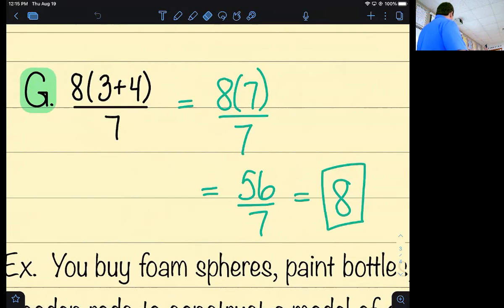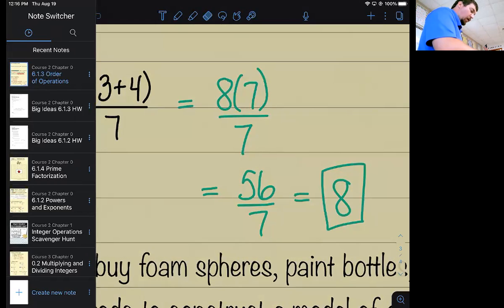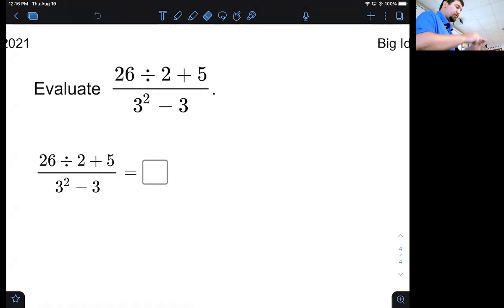But what we had to do for this problem, of course, this means what? Divide. So before I divide, I had to figure out what the number was going to be on top. So I did the parentheses, and then I multiplied the 8 to the number that was in parentheses, which was a 7, and we got 56. Then we were able to divide. Now, if you look at your homework, there's more going on top. There's also a lot going on bottom as well.